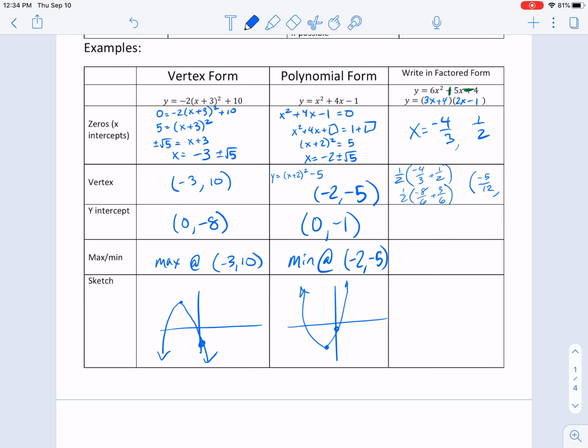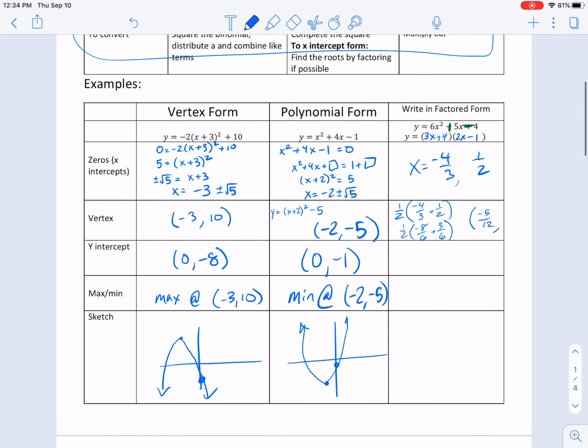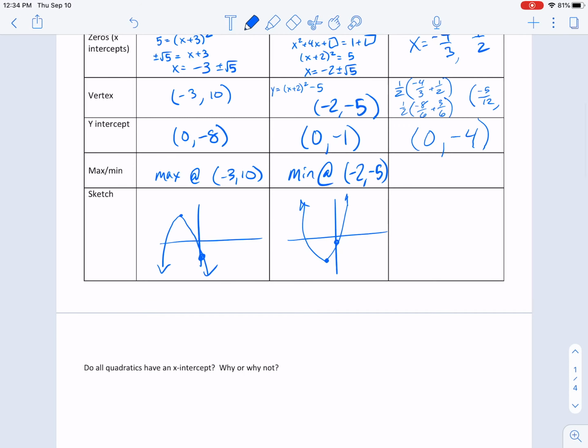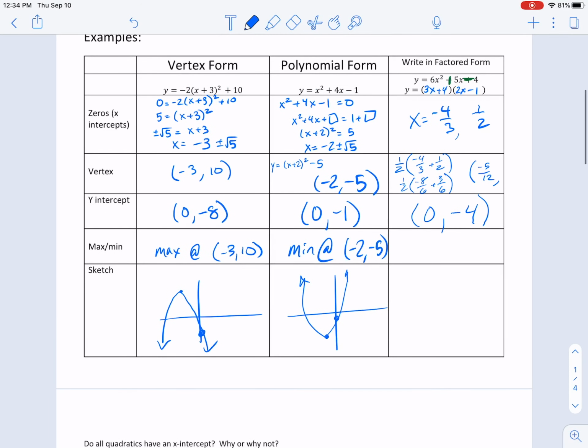Sorry, it's not a perfect world. The y-intercept is when x equals 0, and so that's going to be 0. On this one, we end up with a -4, coming back to our new changed problem. I might change this before you see it, so sorry for my confusion.